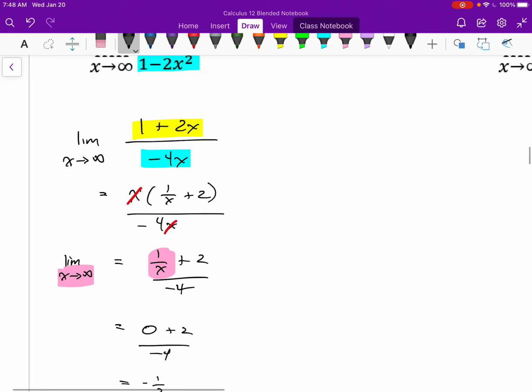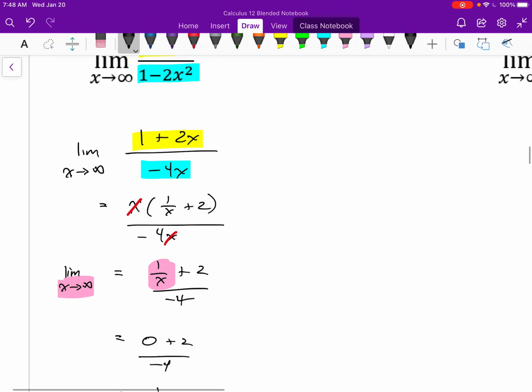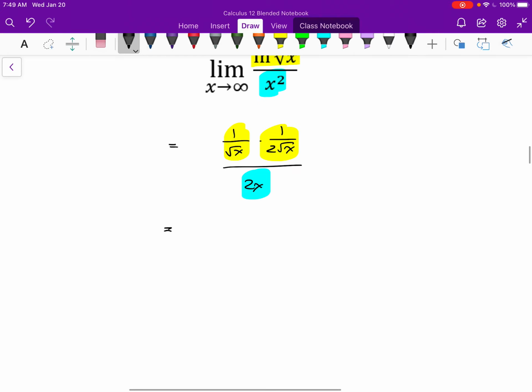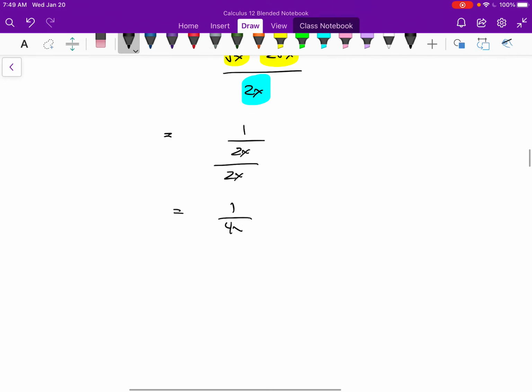And lastly, one more example of just focusing on using this rule, again with limits as we approach infinity. Let's look right here. Differentiate the top using the chain rule. I get 1 over root x times the derivative of root x, which is 1 over 2 root x, all over the derivative of the denominator. That's it. I can clean this up, definitely. And so my numerator, for example, is 1 over root x times 2 root x, which is 1 over 2x, all divided by 2x, which is the same as 1 over 4x.